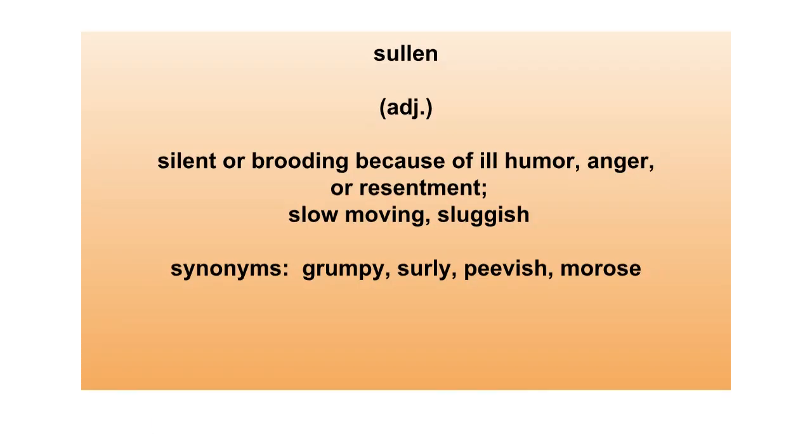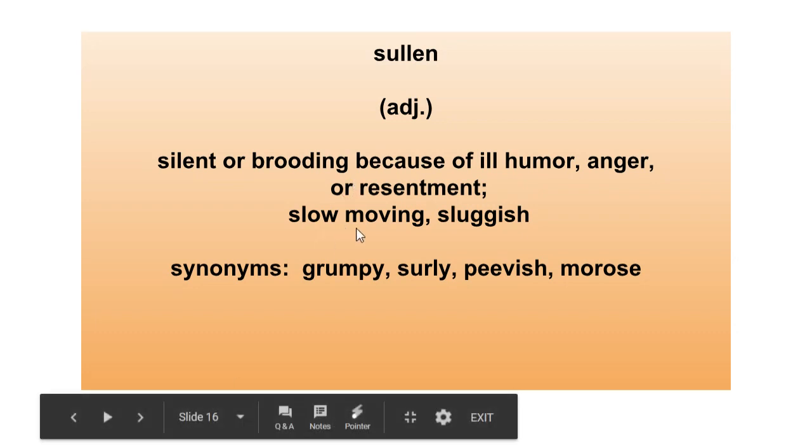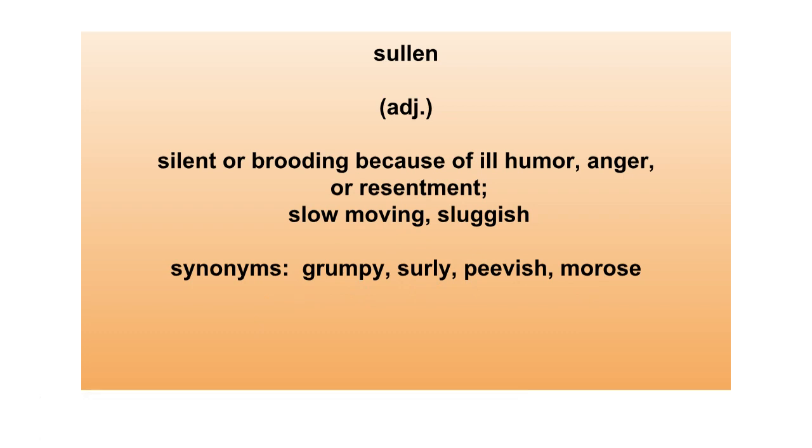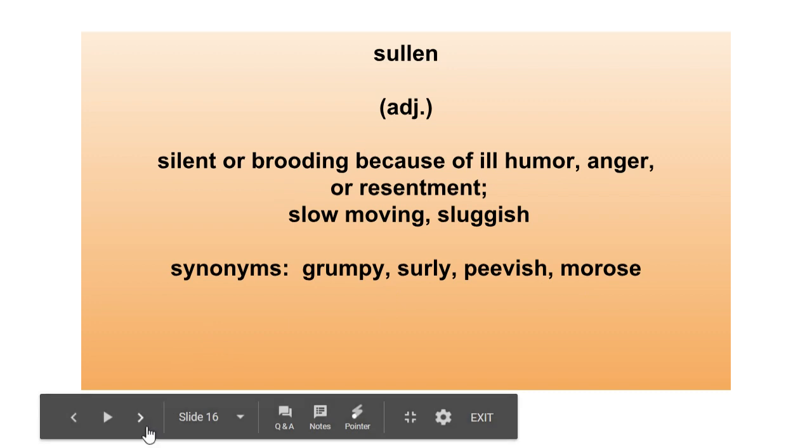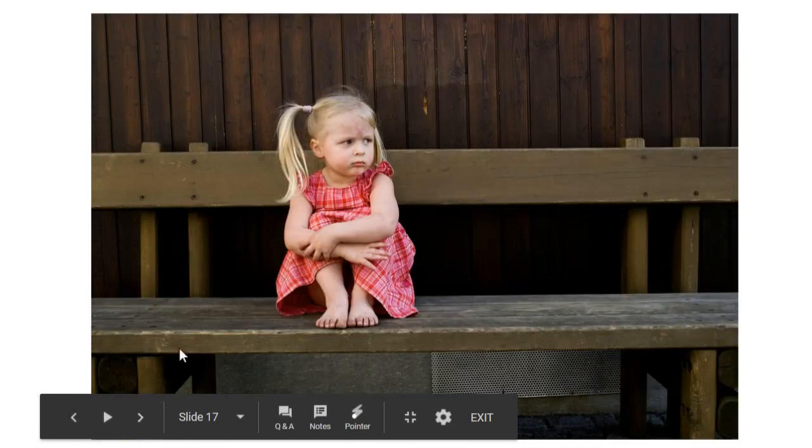Okay, sullen. Some of you may feel this way. Sullen is an adjective. It's a describing word. It means silent or brooding because of ill humor, anger, or resentment, slow moving, sluggish. The synonyms are grumpy, surly, peevish, or morose. If you're feeling kind of down or kind of grumpy, you would be sullen. I thought this was a perfect picture. The little girl seems very sullen or grumpy.